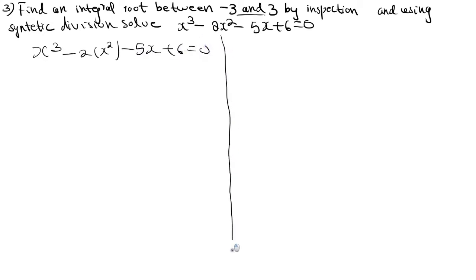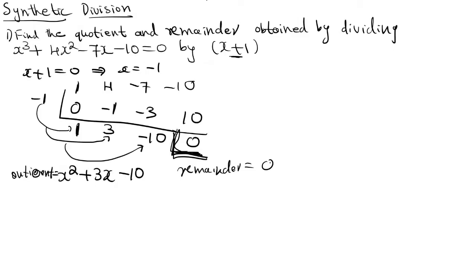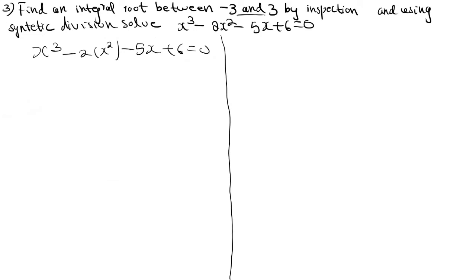Okay. Now see, to do synthetic division, we want one root. See the previous question, they gave it as x plus 1 equal to 0, so you took x equal to minus 1. In the previous example also, they gave x plus 1, so you simplified and you took value is equal to minus 1. But in this problem, root is not given. Okay, so you need to find one root between minus 3 and plus 3. So see, minus 3 to plus 3 means minus 3 is not included, plus 3 is not included.